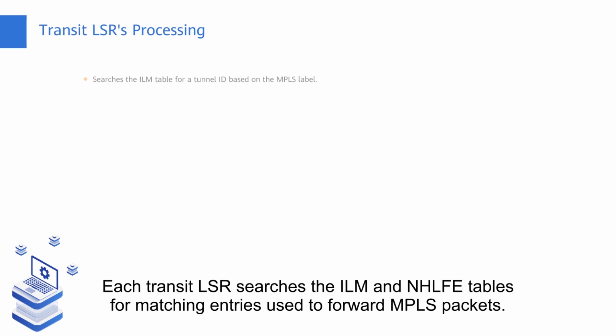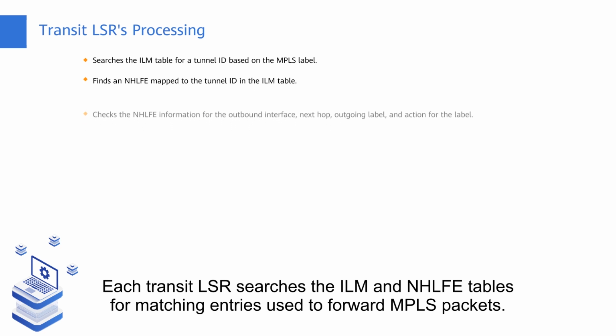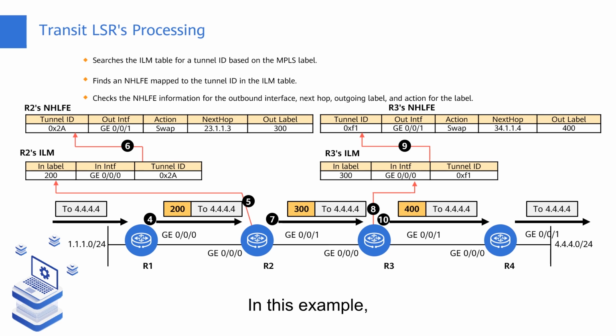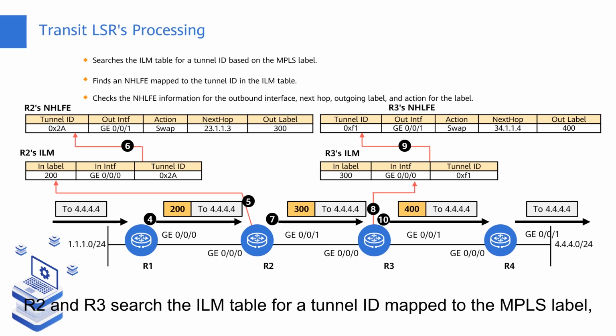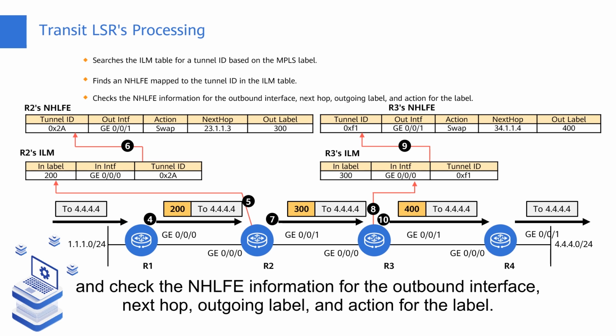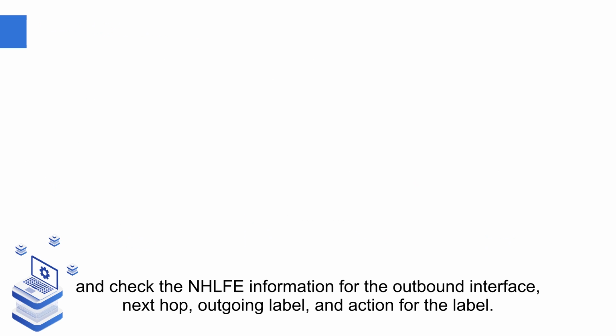Each transit LSR searches the ILM and NHLFE tables for matching entries used to forward MPLS packets. In this example, R2 and R3 search the ILM table for a tunnel ID mapped to the MPLS label, find an NHLFE mapped to the tunnel ID in the ILM table, and check the NHLFE information for the outbound interface, next hop, outgoing label, and action for the label.